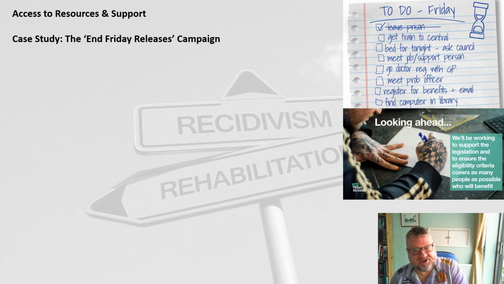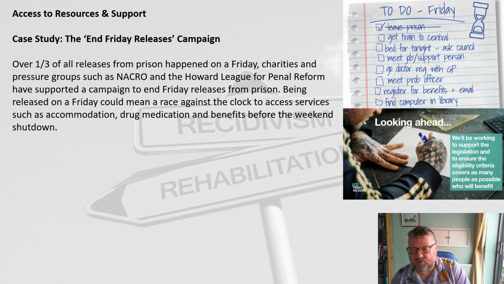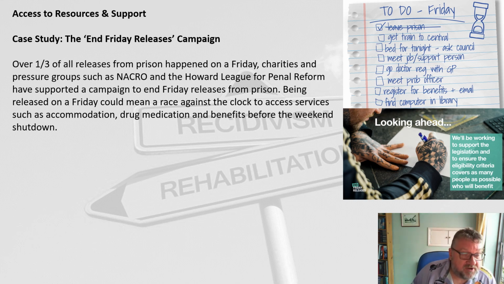So if we want a case study for this, we have looked at this before, but we're going to look at it again. The End Friday Releases campaign is a perfect one to look at, and it's also a really good one for pressure group campaigns. So you can use it for 2 different ACs. Over a third of all releases from prison happen on a Friday. Charities and pressure groups such as NACRO and the Howard League for Penal Reform have supported a big campaign to end Friday releases from prison. Being released on a Friday could mean a race against the clock to access services such as accommodation, drug medication and benefits before the weekend shutdown.